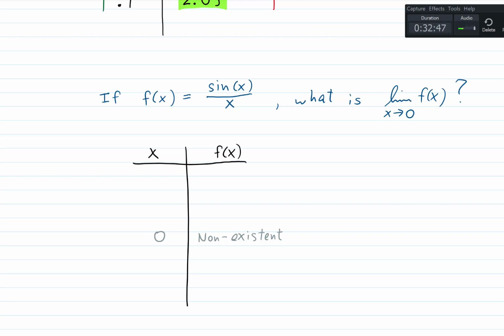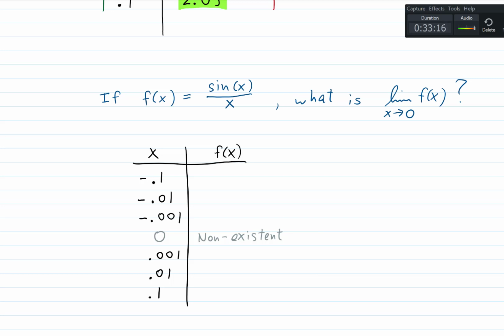People will oftentimes take negative 0.1, negative 0.01, and negative 0.001. There's some negative numbers that are approaching 0. And then on the positive side, we take 0.1, 0.01, 0.001. Okay.